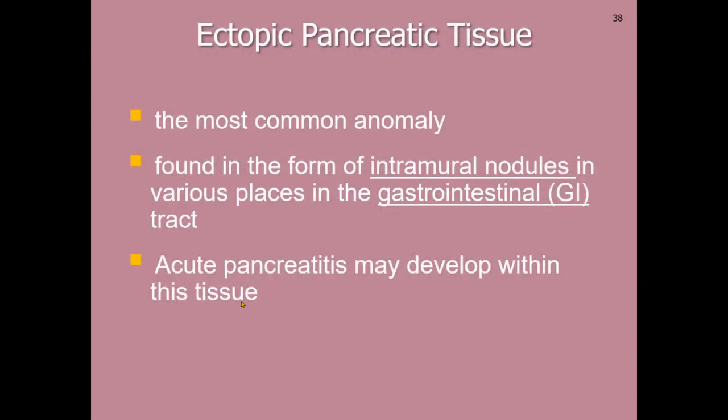And then we have, I'm so sorry, ectopic pancreatic tissue. This is the most common anomaly. These will be like little nodules in different places, usually in the gastrointestinal tract, the GI tract. This is not something that you're going to investigate or look for. It's something we'll be seeing on other imaging modalities. You just need to know that it can happen. And these little nodules can get acute pancreatitis in those tissues.